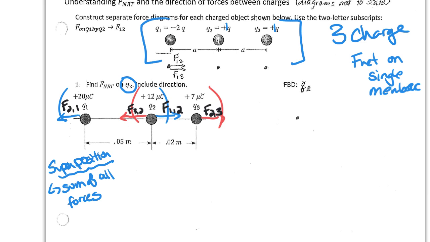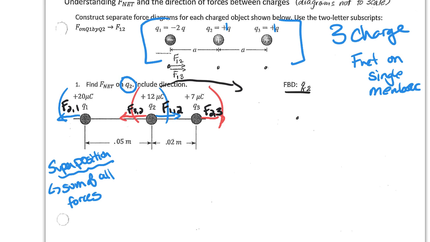Remember those forces, the two red forces, right here. Let's grab my laser pointer, here and here. Those are the same magnitude, but they're in opposite directions, just like the two blue forces are equal and opposite. So what we're going to do now is get rid of all this clutter and draw the free body diagram for just charge 2.